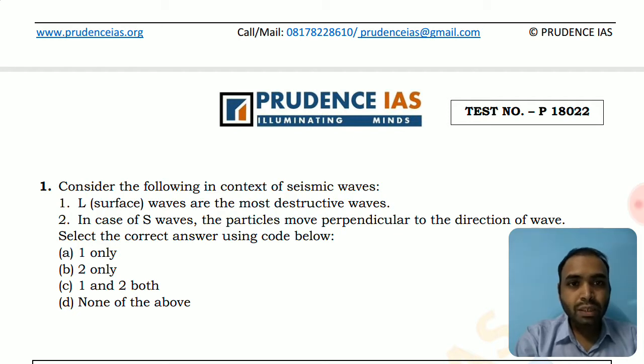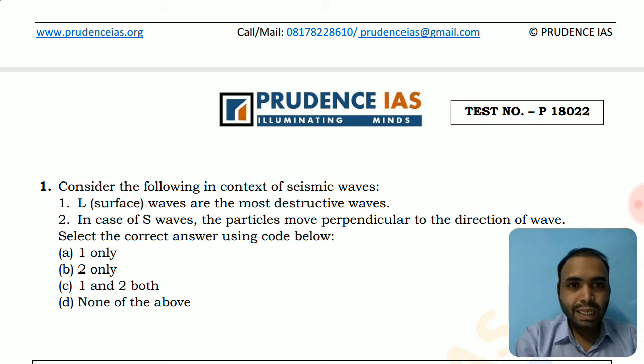L wave, that is surface wave, are the most destructive waves. Yes, because they are along the surface of earth, and they are going to create huge earthquakes, and their impact will be huge on the anthropogenic things like man-made buildings and our structures. They will be severely damaged with these L waves.